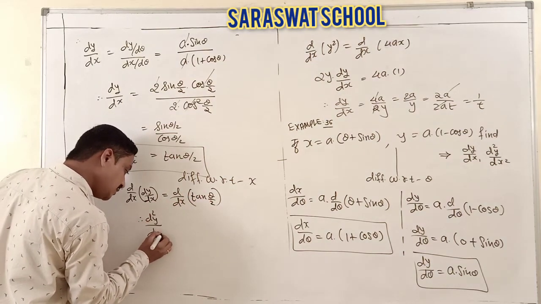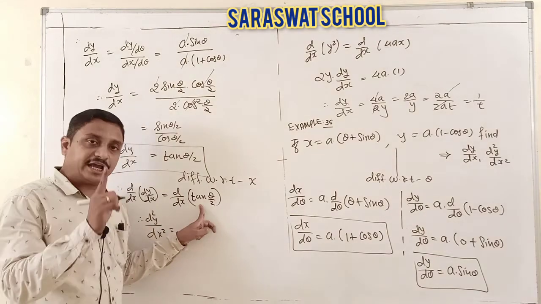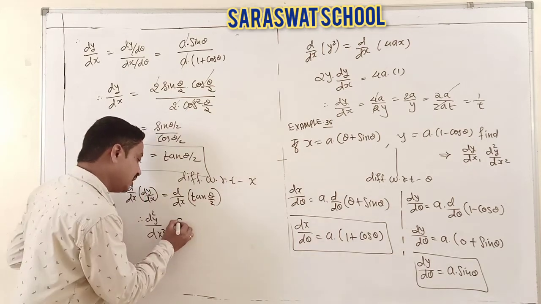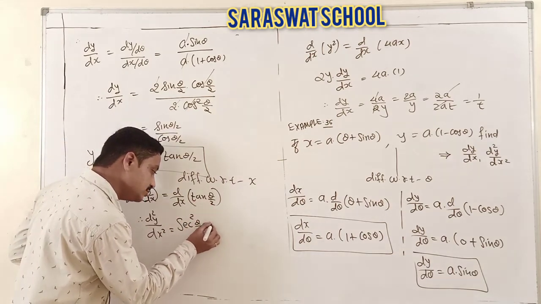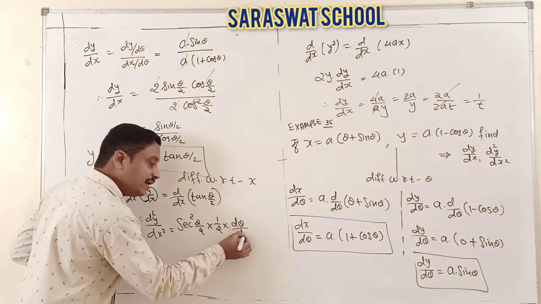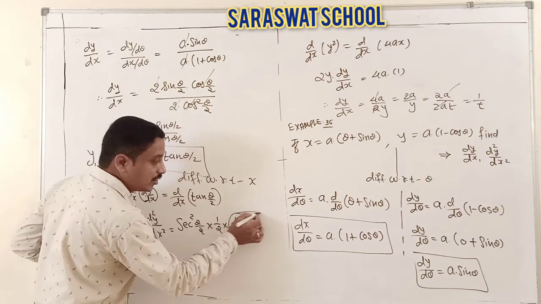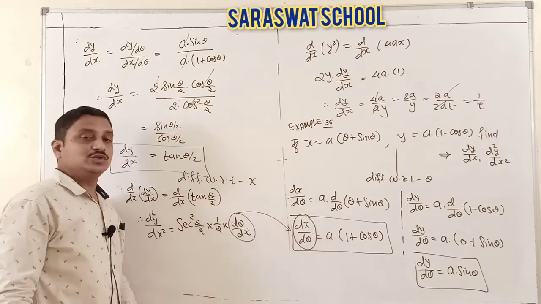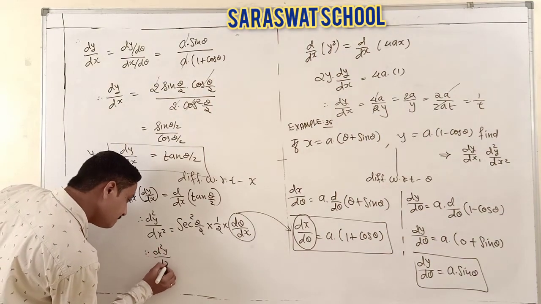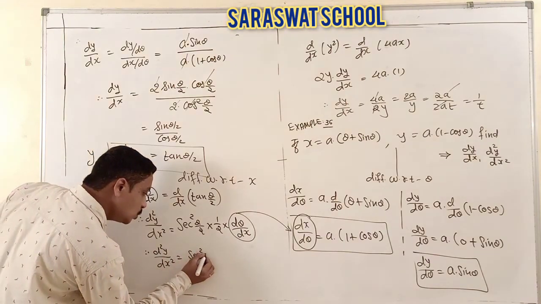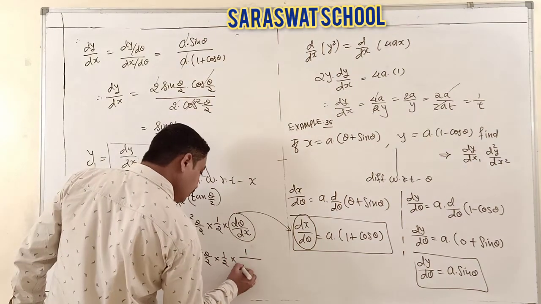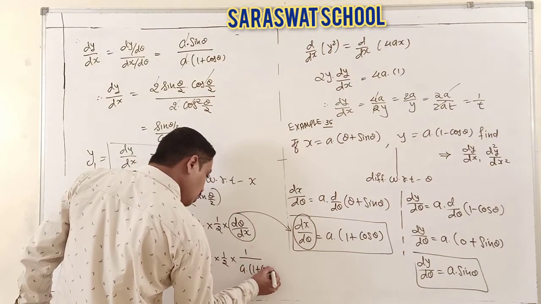So your answer is d square y by dx square. First of all, the derivative of tan, after that theta by 2, and after that theta. The derivative of tan is sec square theta by 2. Now theta by 2 gives half. And theta pending, d theta by dx. And this value you carry forward from here, because it is known, already calculated. So d square y by dx square is sec square theta by 2, times 1 by 2, and this is 1 upon a(1 plus cos theta).